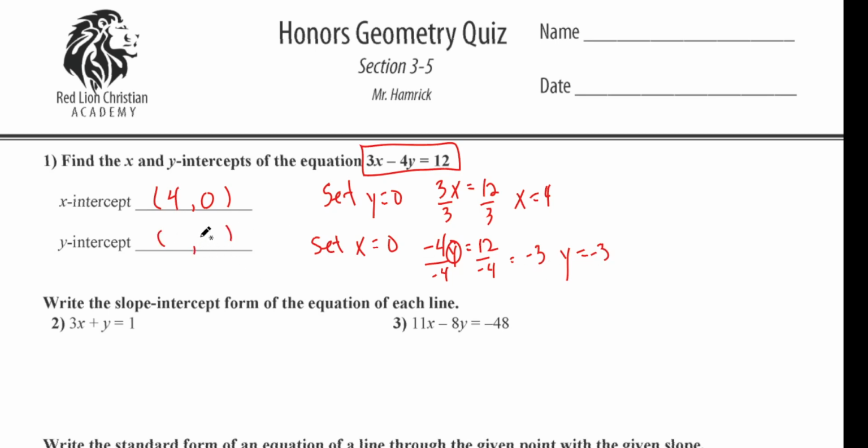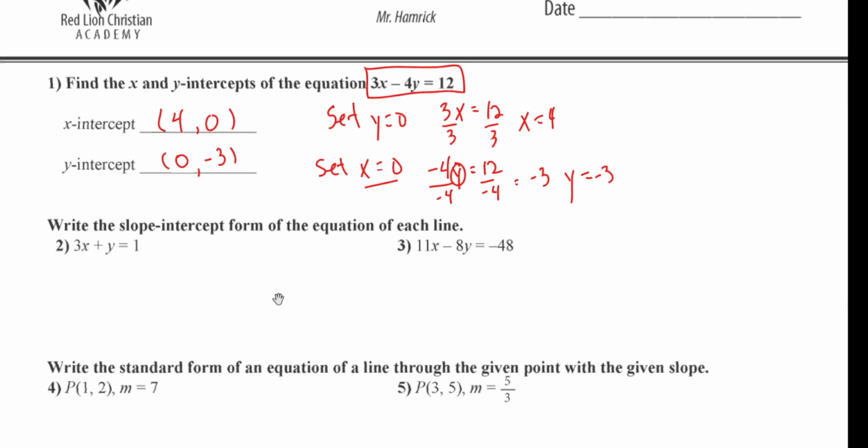The y right here is negative 3. What's the x? It's 0 because we set the x equal to 0. And that is the perfect way to do that problem. Again, some of you wrote x equals 4, y equals negative 3. I still gave it to you, but this is the way you should write it. Okay, here we go. Questions on that? Okay.